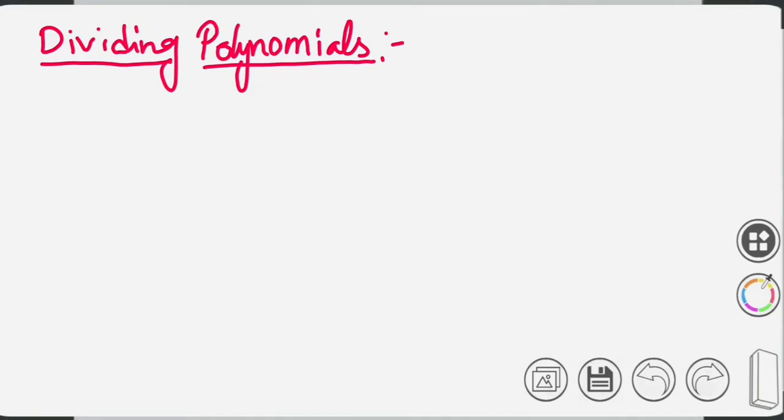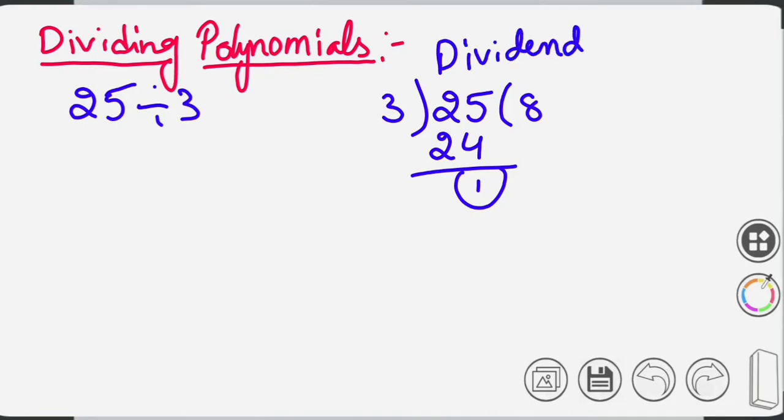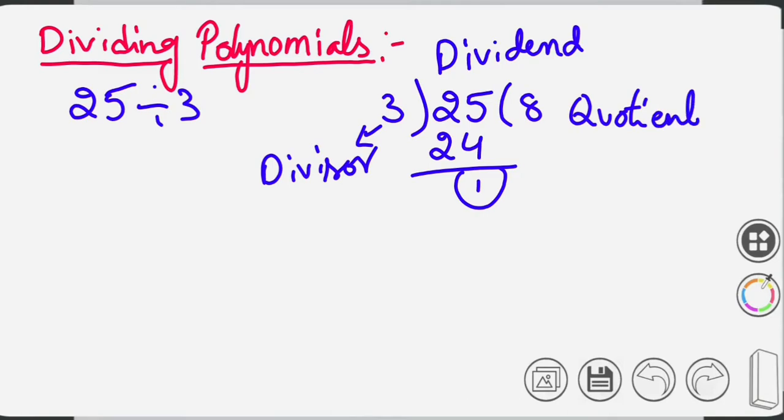Just revise that one. If you consider the two numbers, 25 divided by 3, how will you write it? You get 3 eights are 24 and 1 becomes the remainder. So 25 is called the dividend and this 3 is called the divisor. And this 8 is nothing but the quotient, and this is the remainder.